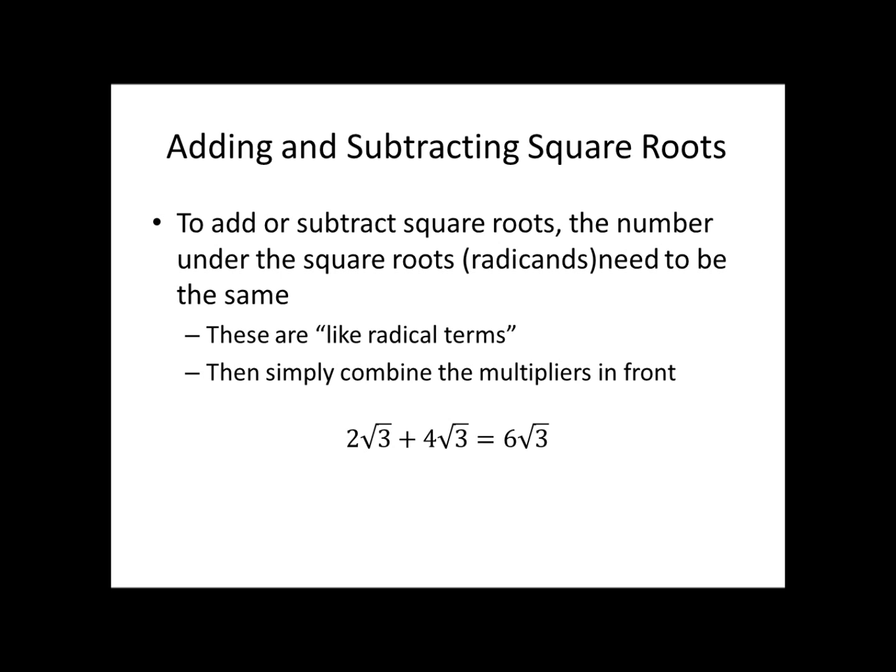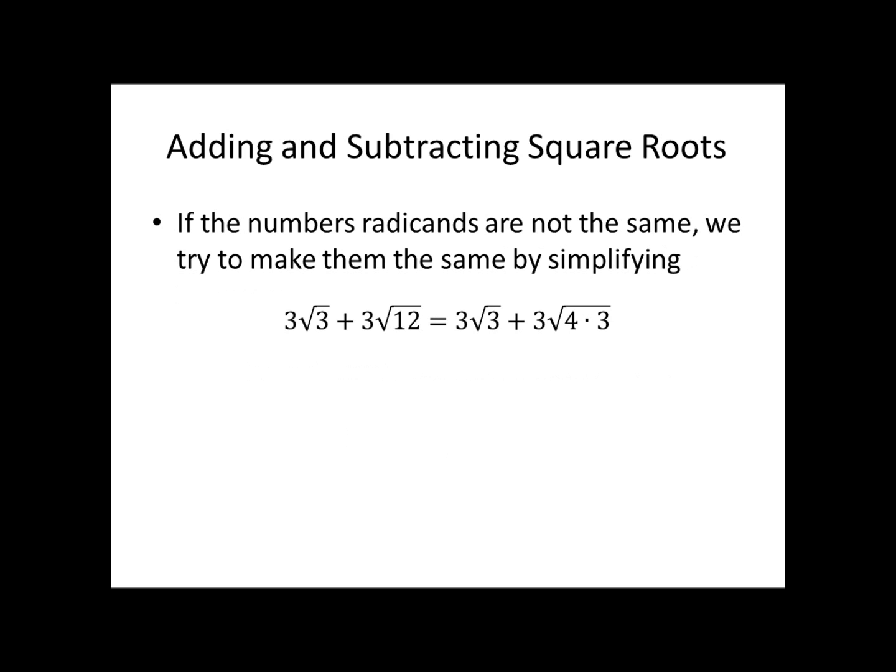If we've got like radical terms, all we need to do is just combine the multipliers in front. So for our example here, 2 square root of 3 plus 4 square root of 3, since they are like radical terms, we can combine the 2 and 4 just by adding. We get 6 square root of 3. Now, what if the radicands are not the same? Well, if the radicands are not the same, then we look to make them the same somehow.